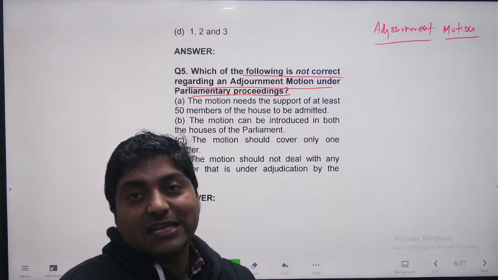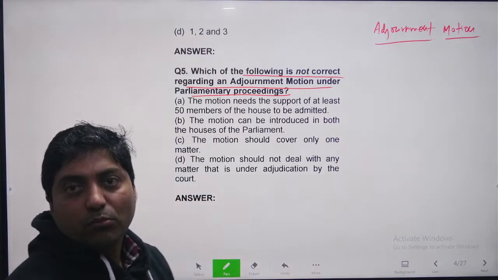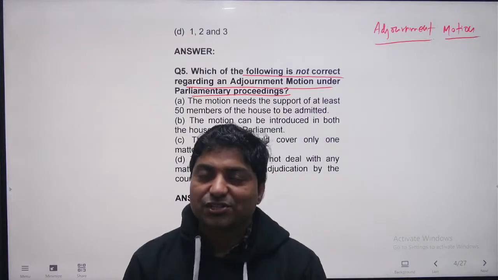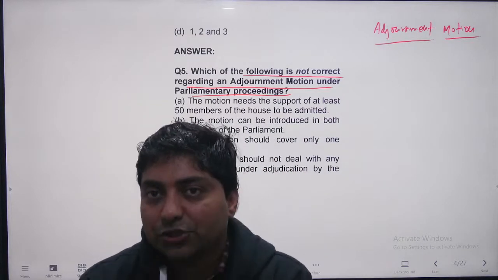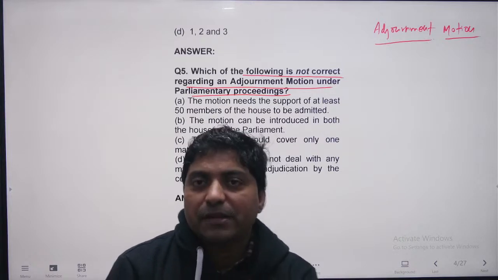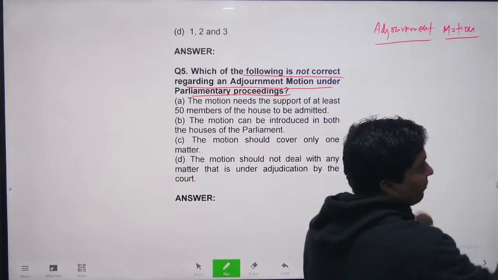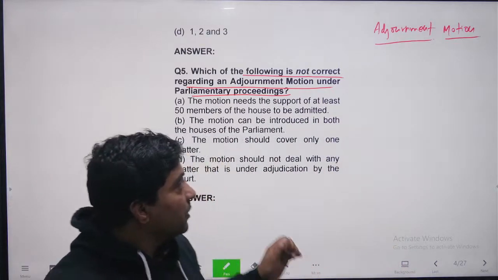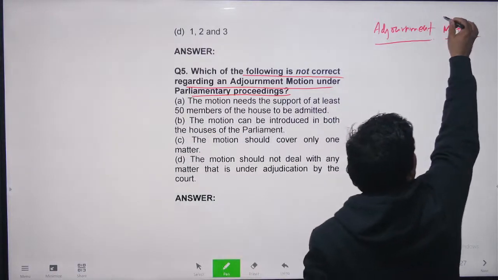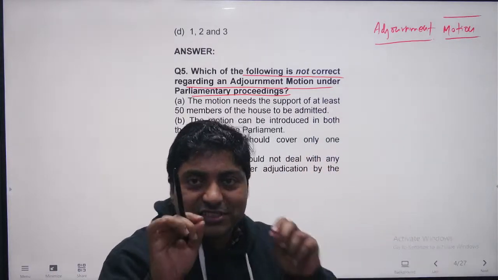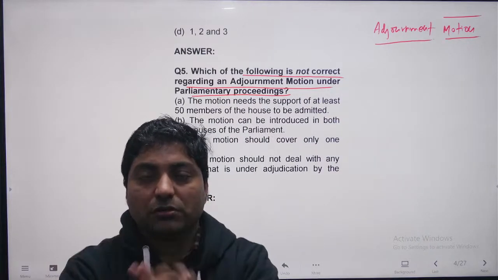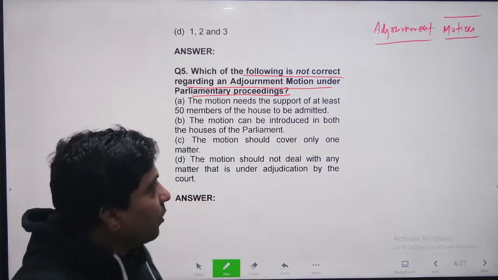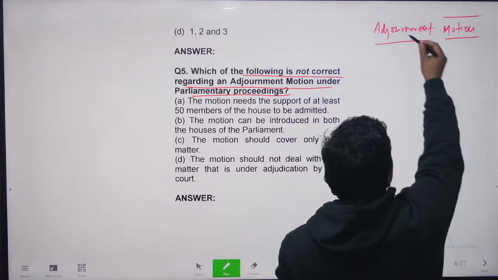To begin any discussion in the parliament, motion is introduced. So, a motion can be a draft, a piece of paper. कुछ लिख करके इंट्रोड्यूस करना है, that is called motion, right? What is motion? Anything written, a written proposal in order to initiate debate can be called motion. Now I hope you got the motion. Now come to adjournment motion.